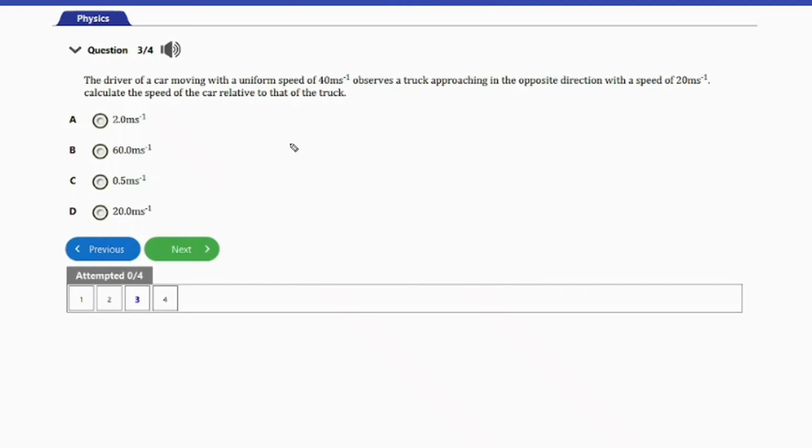For this, the speed of the car relative to the truck will again be the addition of their velocities, since the driver moving with the uniform velocity observes a truck approaching him, which means the 2 vehicles are moving in opposite directions. So when we add 40 meters per second to 20 meters per second, we have 60 meters per second, and that's option B. So that's the answer to this question. Let's go ahead and consider the next and last question.